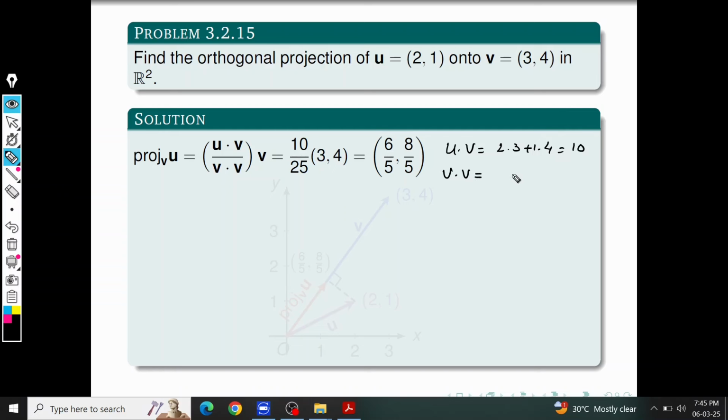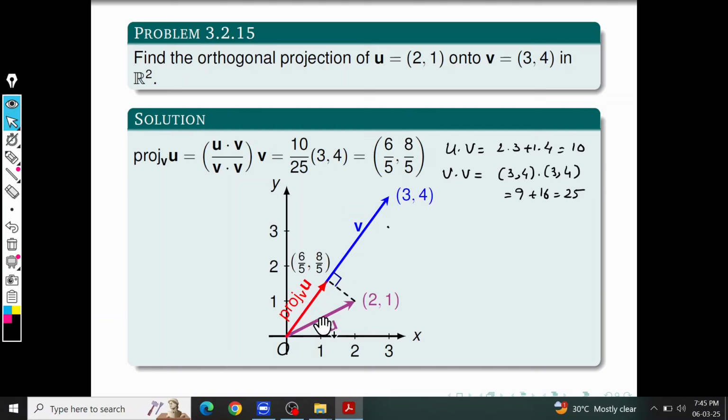And v dot v is given by (3, 4) dot (3, 4) itself, that is equal to 9 plus 16, that is equal to 25. So you have 10 by 25 times the vector (3, 4), that is (6 by 5, 8 by 5). In the figure you can see that u is the vector (2, 1) here, and v is the vector here, (3, 4). So the projection of (2, 1) onto the vector (3, 4) is (6 by 5, 8 by 5). This vector is the projection of u on v.